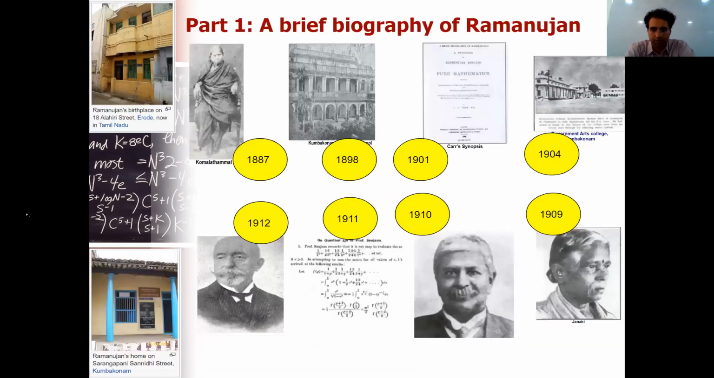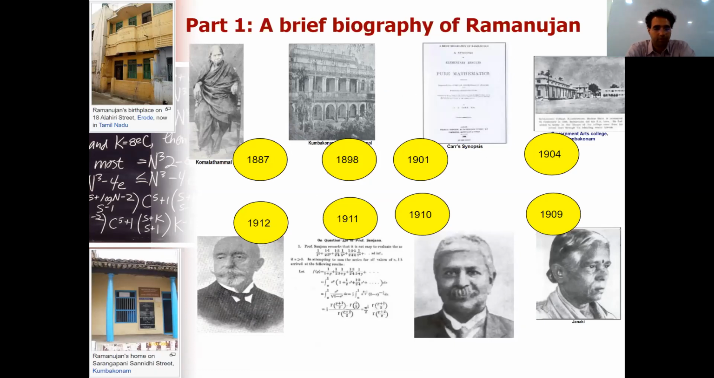So this slide is about a brief biography of Ramanujan. This slide and the next slide would be on his life itself. At the top left, you see the birthplace of Ramanujan in Erode. The street is called Arahiri Street. This was where he was born. It was his mother's ancestor's house.